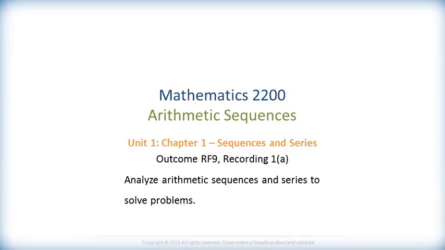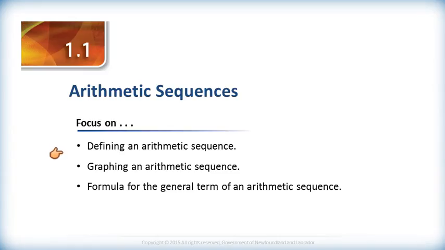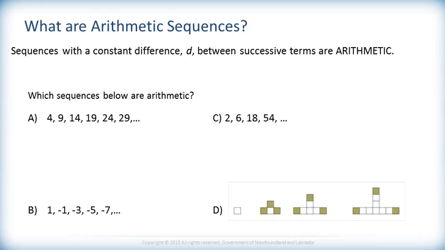Welcome to Recording 1A for Arithmetic Sequences, Unit 1, Chapter 1 of Mathematics 2200. We'll be defining an arithmetic sequence, graphing it, and looking at a formula for the general term. What are arithmetic sequences? They're sequences that have a constant difference between successive terms.